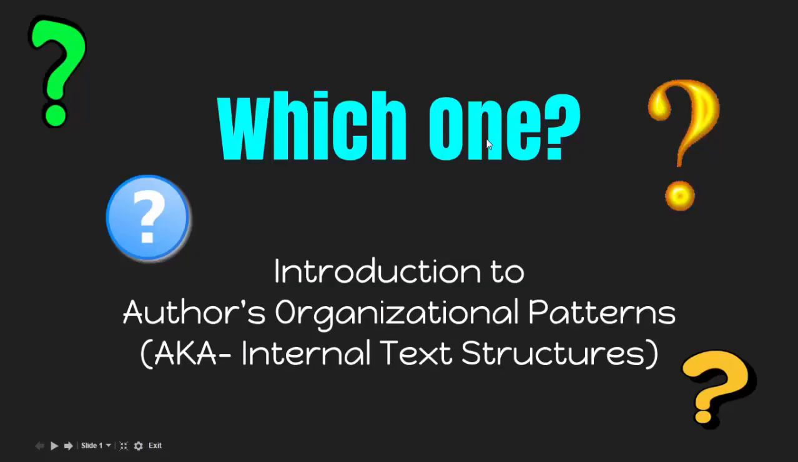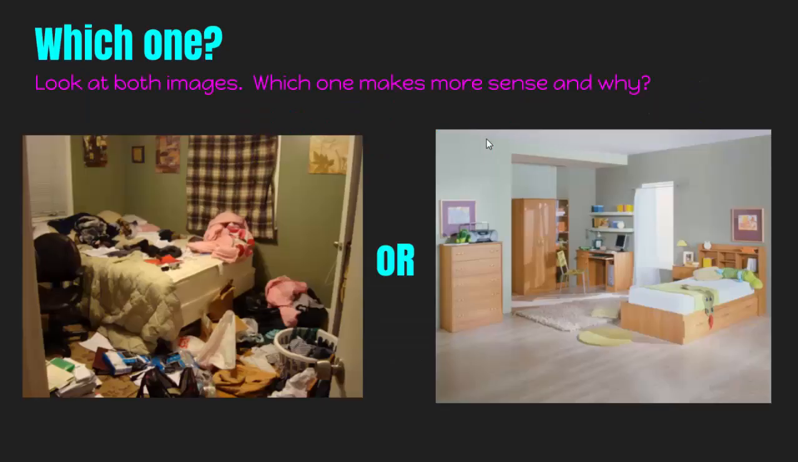Now before we go any further, let's think about how organization helps us. Look at both images. Which one makes more sense and why? If I were to ask you to look for a pair of socks, a matching pair of socks, mind you, it would be very difficult to do so in the first room. But in the second room, you would know exactly where they were. Perhaps they're in the second drawer in the dresser. Maybe they're in the little closet. Organization helps you find things. It helps you know what's going to come next.